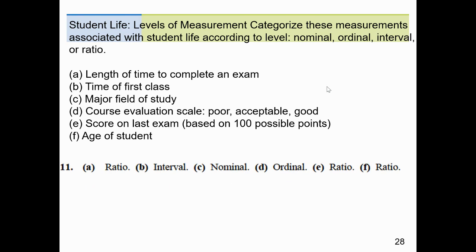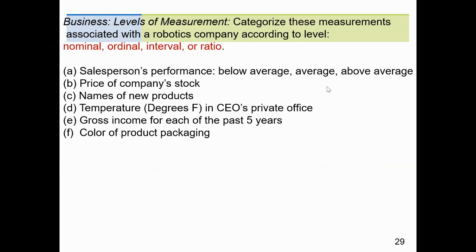And there are the correct responses. Salesperson performance: below average, average, above average. It meets the nominal and then it falls into the ordinal. I can't do anything after ordinal. It's like having 1 star, 2 star, 3 star. Price of stock, it's money. You see money, you're talking ratio level of measurement. Names of product, pretty obvious. That's the nominal level. Temperature, here again, pretty obvious. The minute I see temperature, it'll be in Fahrenheit or Celsius. It's the interval level of measurement. Gross income, oh, that's money. Money falls into the ratio level.